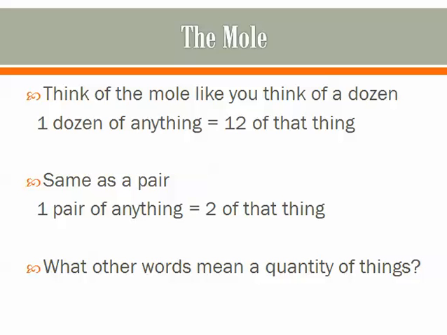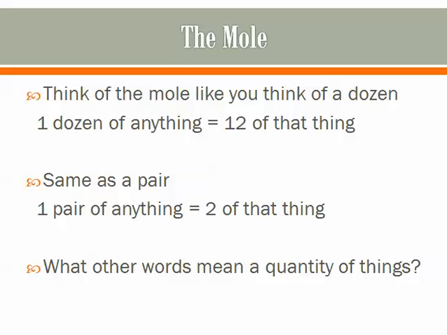The same is also true with the word pair. A pair simply means 2. So a pair of textbooks tells you that there are 2 textbooks, or a pair of calculators tells you that there are 2 calculators. The same is true with the word mole. A mole simply tells you that there are 6.02 times 10 to the power of 23 of that thing.